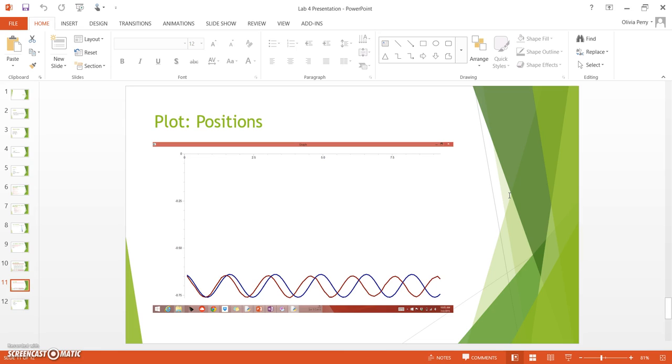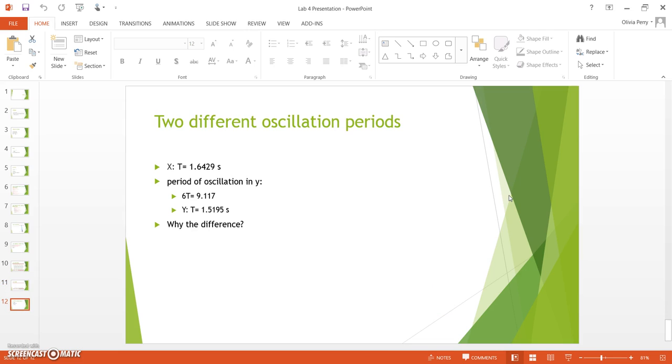Another fault in the model is that the motion also occurs in the z direction in real life. The mass not only swings up and down and left and right, but also backwards and forwards, and this motion is not accounted for in the model. The final question to look at is the difference between an oscillation period calculated using the x positions and one calculated using the y positions.